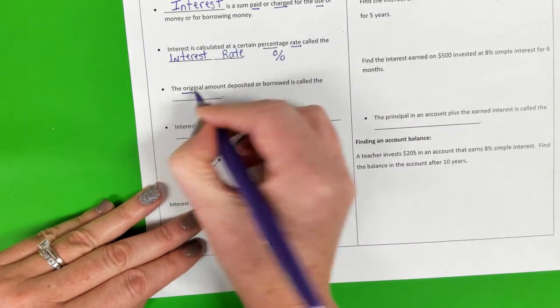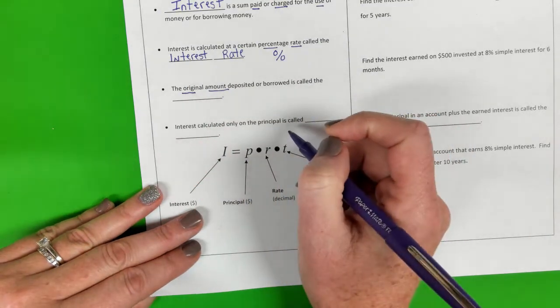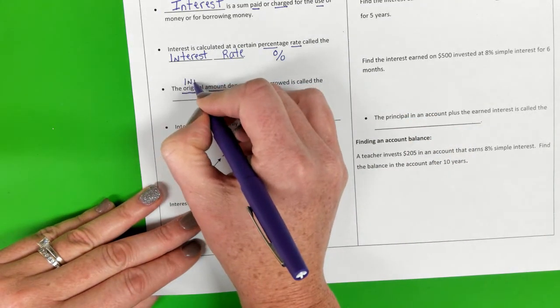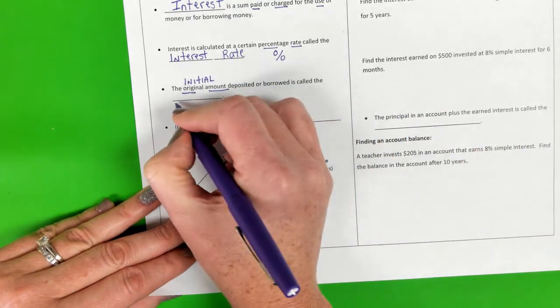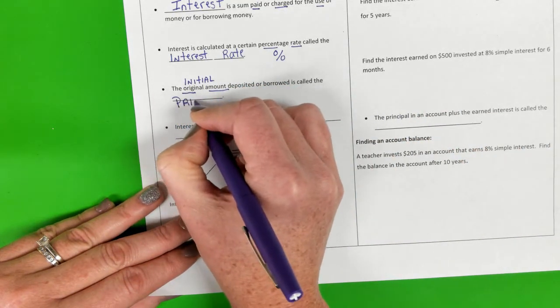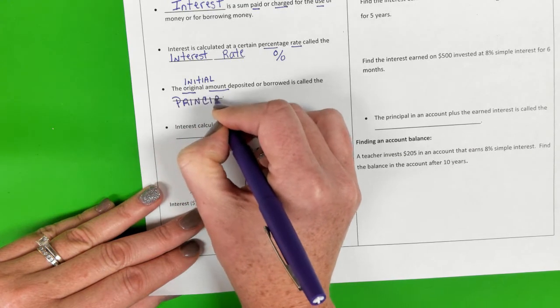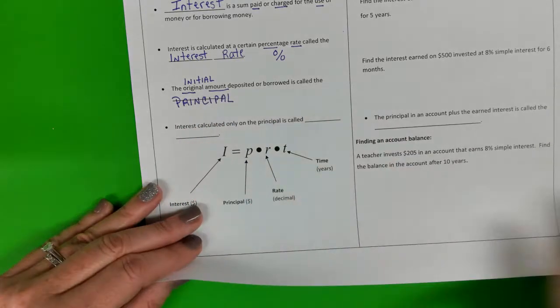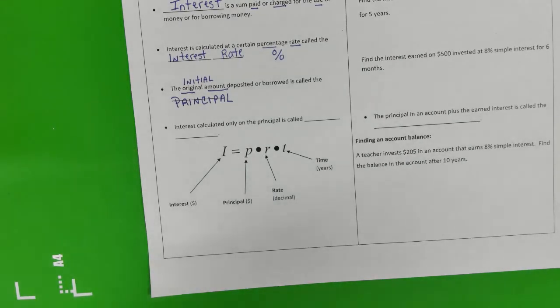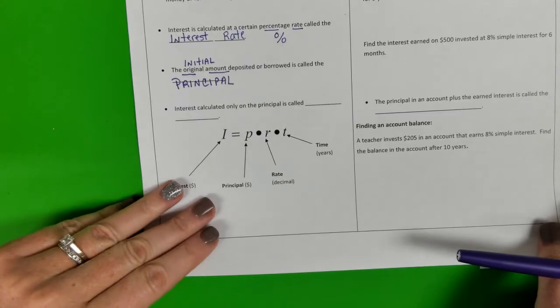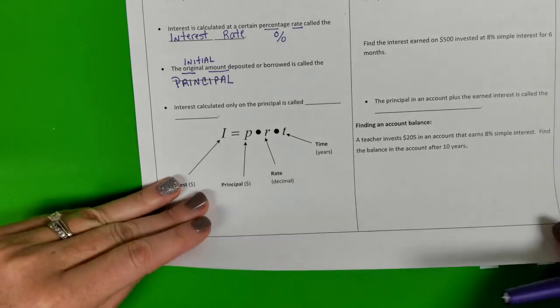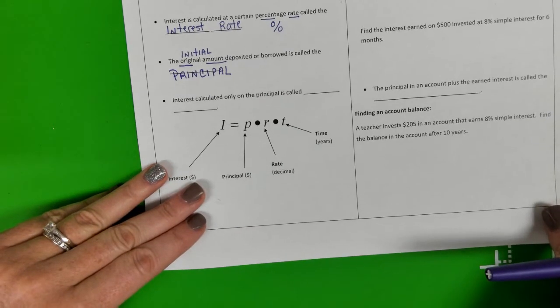The original amount deposited or borrowed, or sometimes we might call that the initial amount deposited or borrowed, is called the principal. And it's spelled like your school principal, but it's not the same thing. So it's the amount that we start with. If you borrow that $1,000, the $1,000 is your principal. If you have $250 in your savings account to start with, that is the principal, the starting amount, the initial amount.